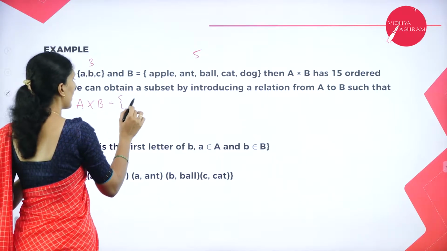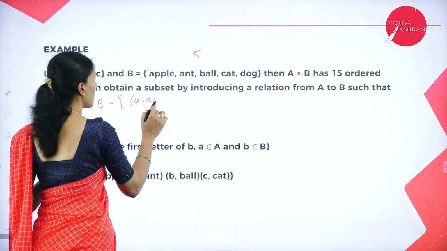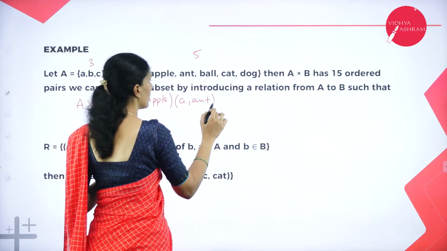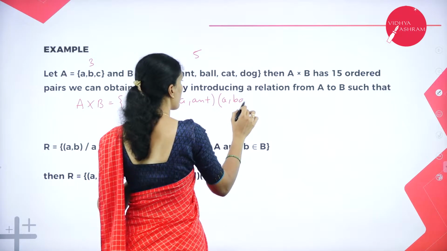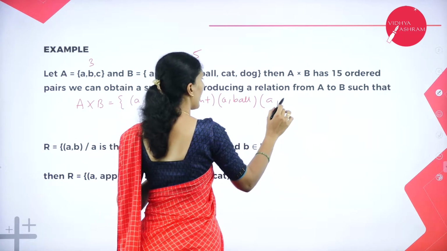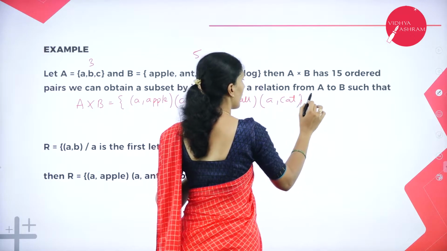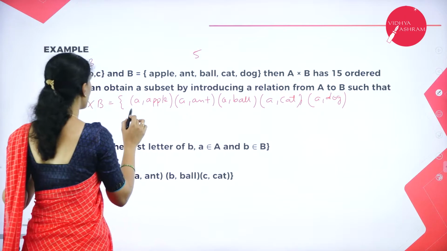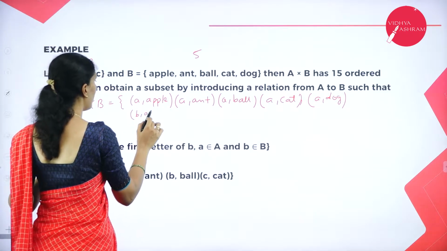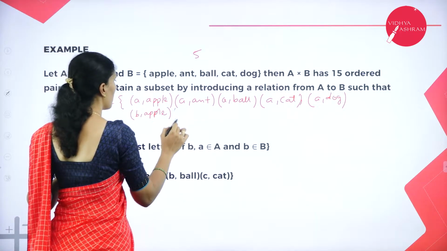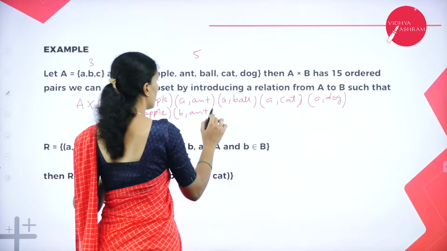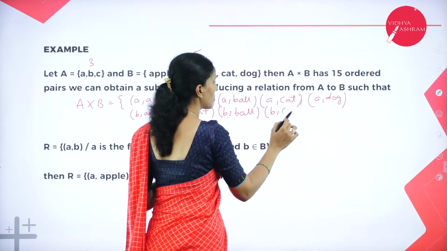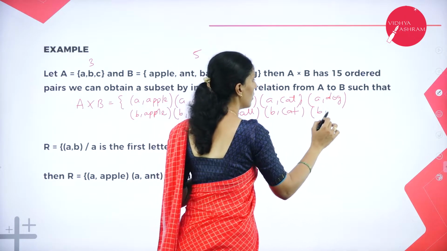That is (a, apple), (a, ant), (a, ball), (a, cat), (a, dog). Similarly for b, if you write, it is (b, apple), (b, ant), (b, ball), (b, cat), (b, dog).